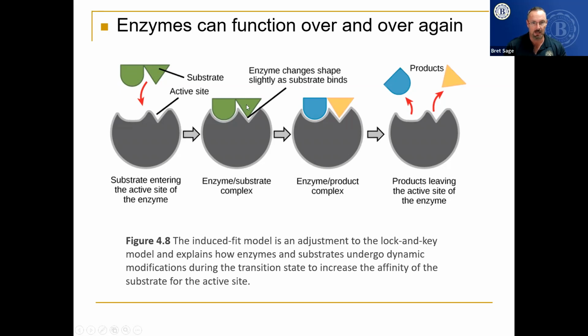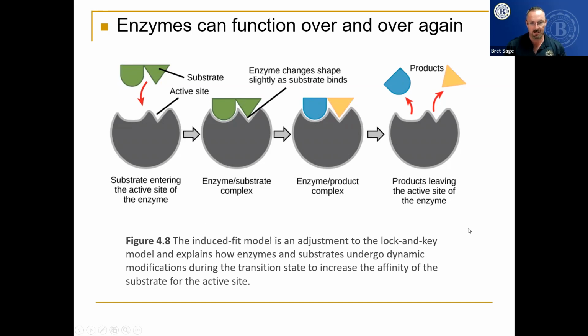The bond between these two green molecules has been broken. Now we have a blue and a yellow. And what happens is the blue and yellow leave. What happens after they leave? Another green one comes in and goes through the same process. So this is directly from your book.